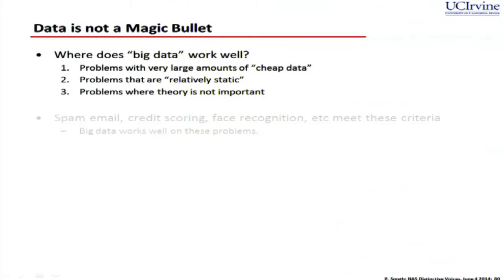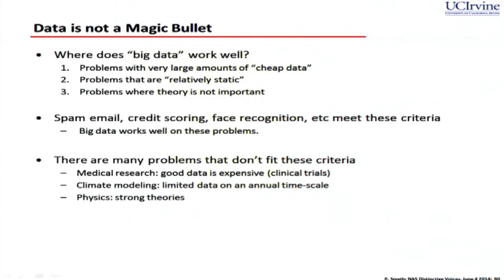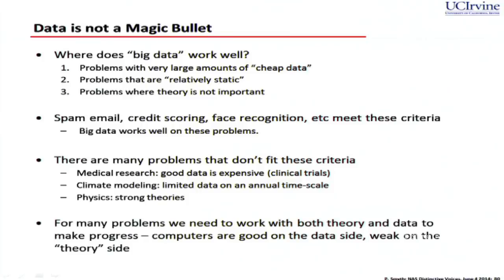I can do it just off the pixel information. So I think that's where we need to be cautious. So these are the things that work well. There are a lot of problems that don't fit these criteria. And one of the things I worry about as somebody who's involved with big data is that the big data area is being sold and hyped and marketed as a solution to problems in medical research and climate modeling and physics, where I'm not sure that it may help, but it's not going to be the sort of slam dunk that we've seen in some other problems.